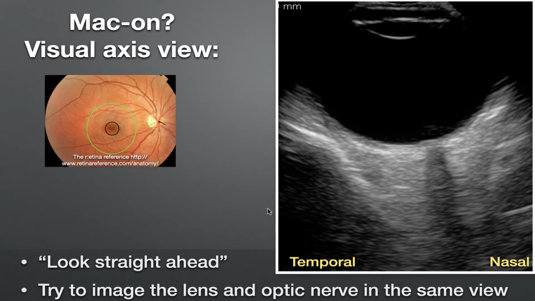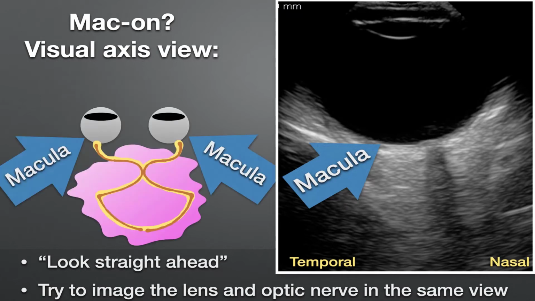In order to do this, have the patient look forward with their eyes closed and then try to find this view. If you need to know clinically which side of the optic nerve the macula is on, I usually remember it by the mnemonic that the optic nerve is coming from the optic chiasm, so it's coming from the nasal side, and so the macula is going to be temporal to that.